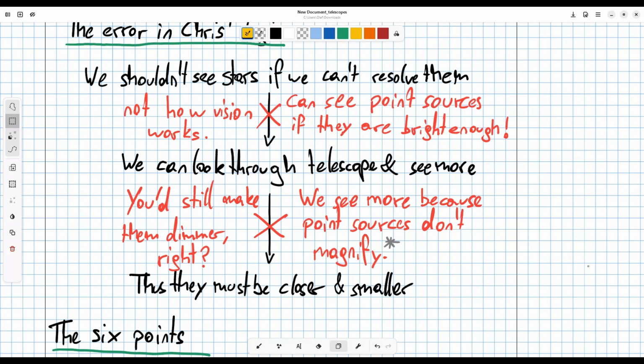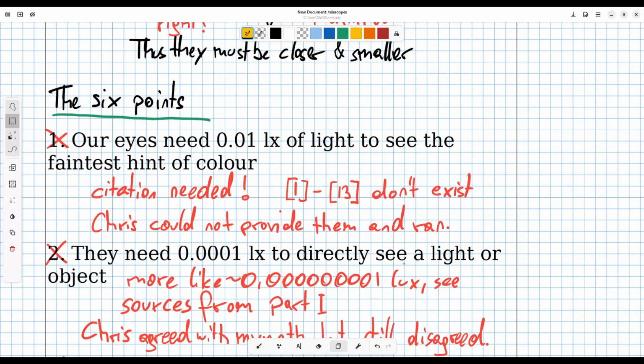And we see more because point sources don't magnify. I made this point earlier. Point sources don't magnify unless, and this is what the little asterisk means, you zoom in far enough on the atmosphere such that you can see the airy disk of the atmosphere, which is very unlikely with typical equipment and reasonable settings. He then gives 6 points at the end of his video that I would like to specifically address.